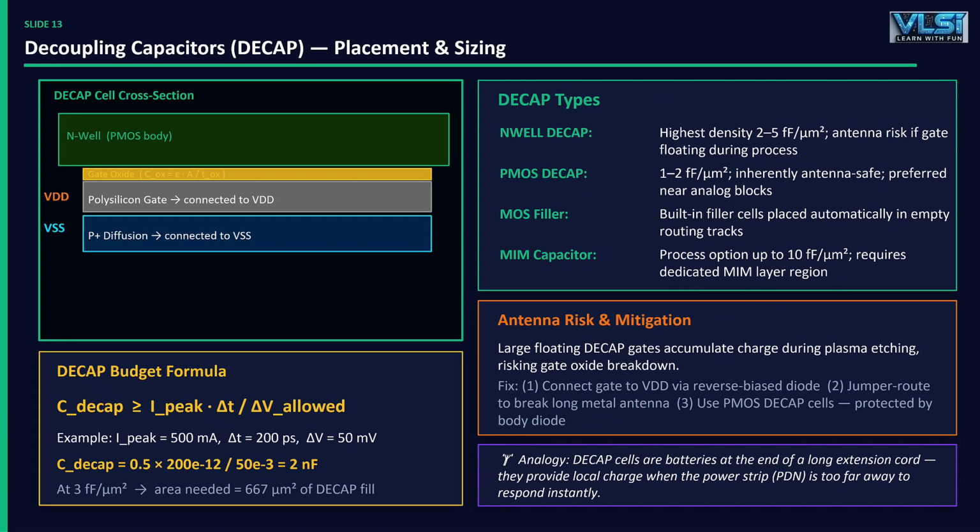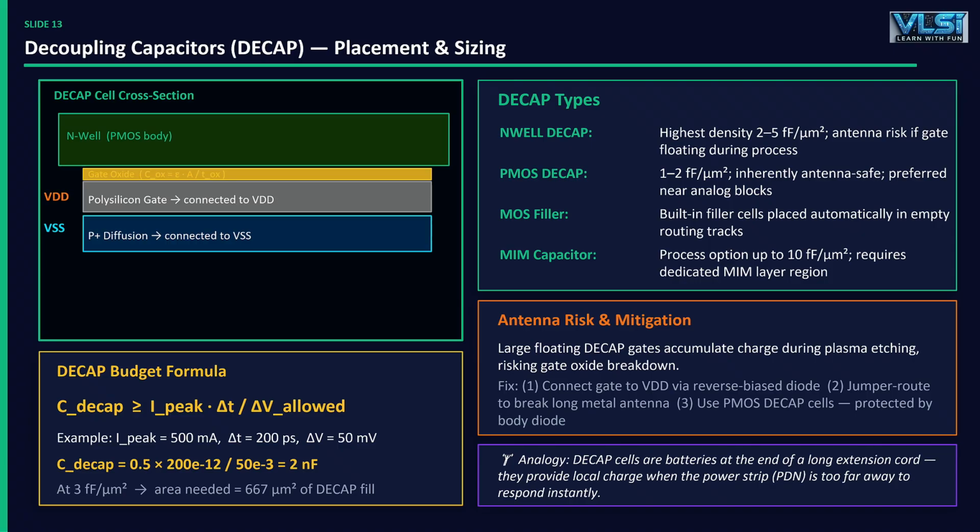Now let's talk about something that saves your chip during sudden stress. Decoupling capacitors or decaps. Imagine this. You are using water from a pipeline. Suddenly multiple taps open at the same time. What happens? Pressure drops instantly because supply cannot react fast enough. Now imagine placing small water tanks near each tap. When demand spikes, these tanks supply water immediately. That's exactly what decaps do.